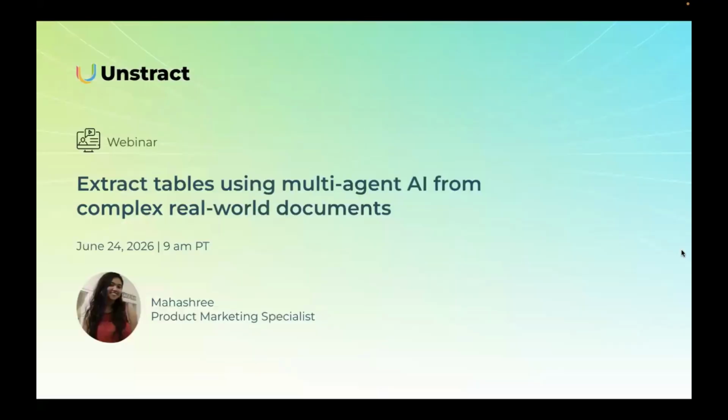I'm Mahashri, your host, and I'll be walking you through how to extract tables using multi-agent AI from complex real-world documents today. As you can see, that is the title of this webinar. Now, tables are a very important component of documents. They often contain the most important crux of your data, which is why it is extremely important that we accurately extract table data. However, because of certain structural challenges that they may come with, for instance, there could be merged headers, nested tables, or values running across pages. So, all these structural challenges had historically contributed to the difficulty faced by traditional OCR to extract table data, especially.